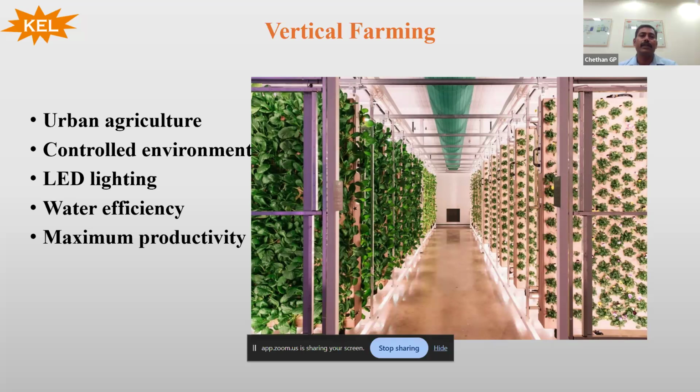computer monitoring. Vertical farming dramatically increases the production per unit area while reducing water consumption and eliminating dependency on weather conditions. Although currently used mainly for leafy vegetables and microgreens, ongoing technological improvements may expand its commercial application to additional crops.